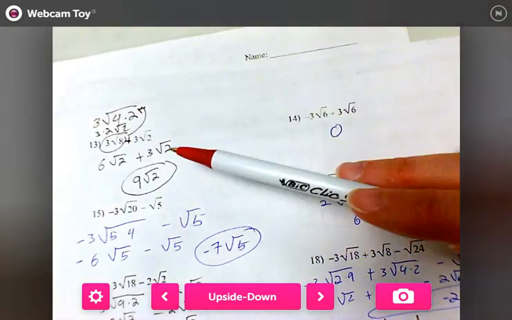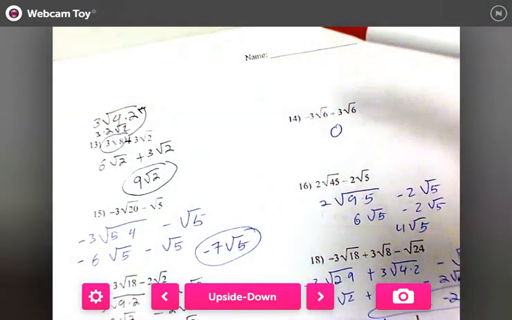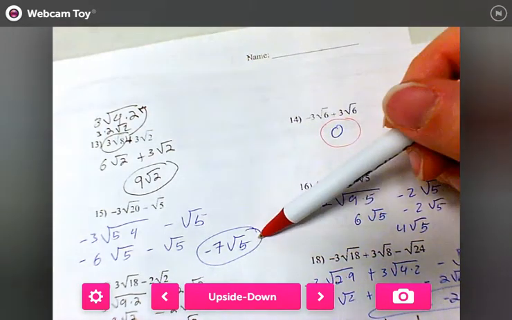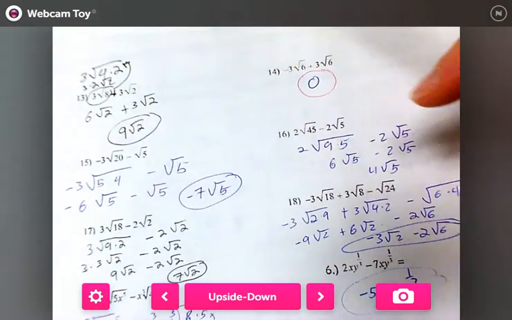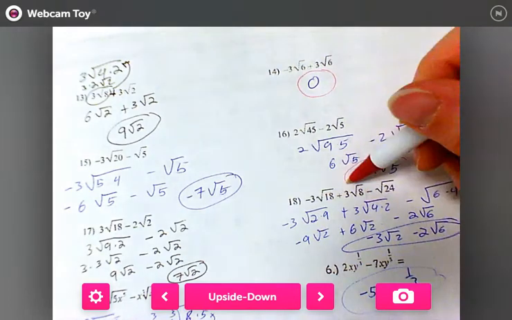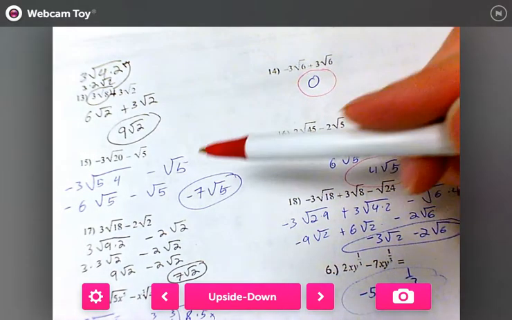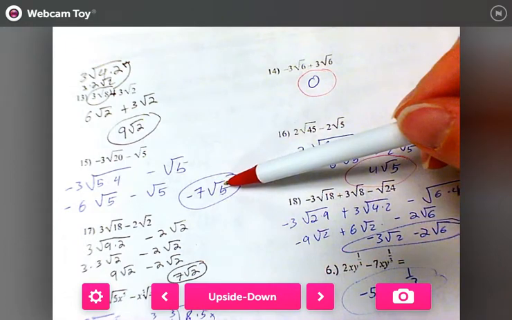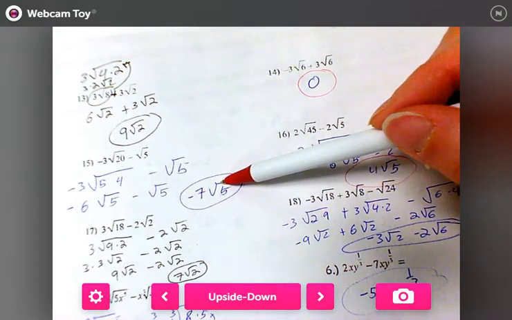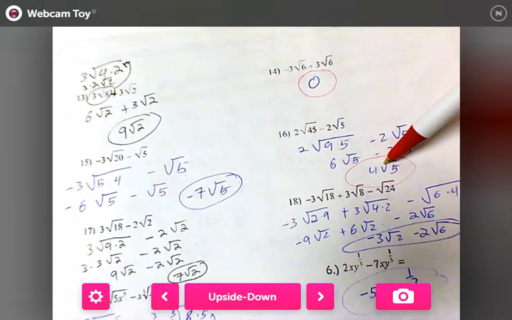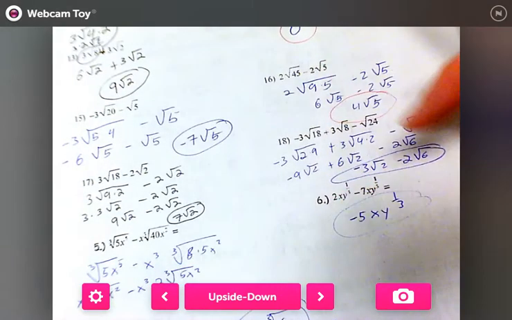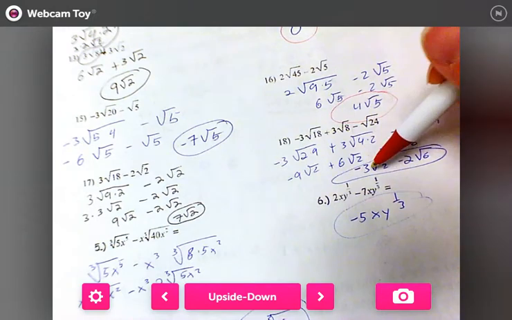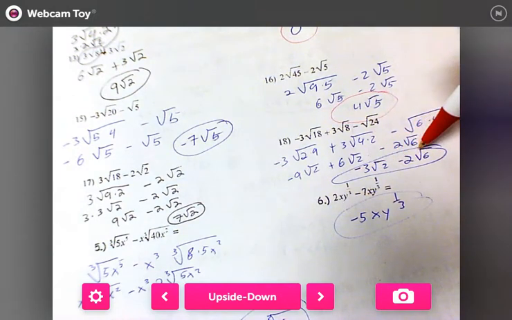Number 13 is 9/2. 14 is 0. 15 is -7/2. 16 is -7 square root of 5. I don't know why I'm saying 5/2. 16 is 4 square root 5. Sorry. 17 is 7 square root 2. 18 is -3 square root 2 minus 2 square root 6.